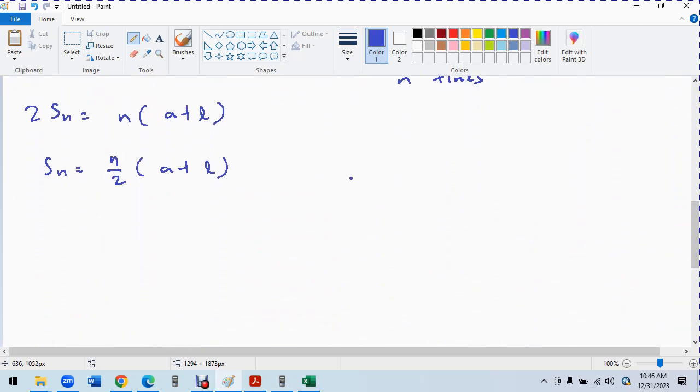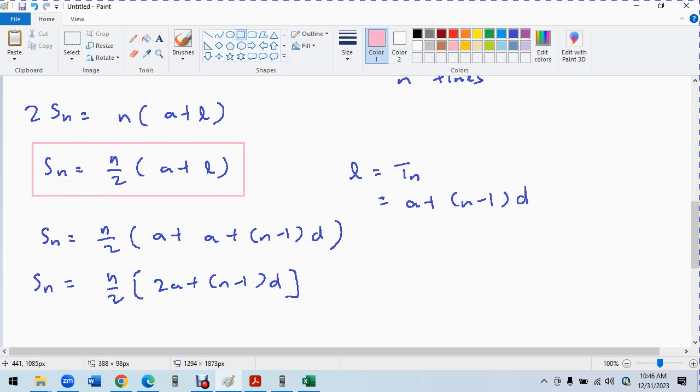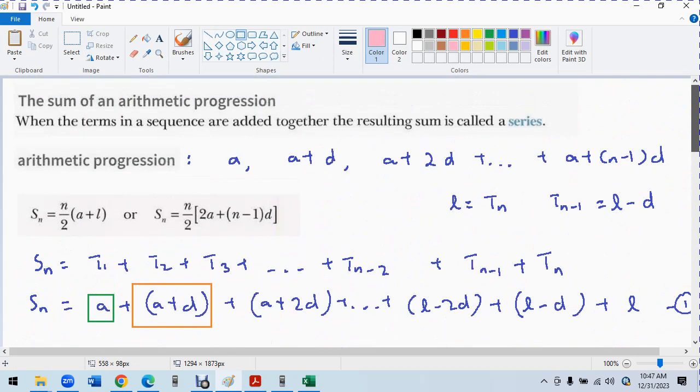So we know that the last term is Tn, and Tn is actually a plus n minus 1 times d. So the Sn is also equal to n over 2 times a plus n minus 1 times d. So it becomes n over 2 times 2a plus n minus 1 times d. So we have derived the two equations for Sn, which are n over 2 times a plus l and n over 2 times 2a plus n minus 1 times d.